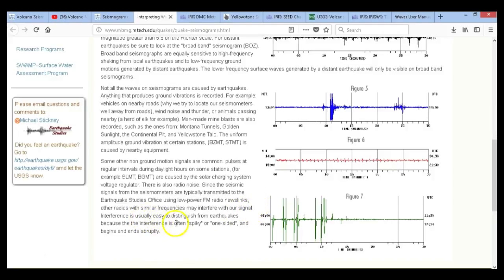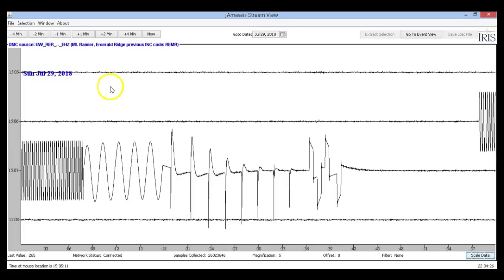Interference is usually very easy to distinguish from earthquakes because the interference is spiky or one-sided and begins and ends abruptly. So it actually is pretty simple to read a seismograph, guys. Now, reading waveforms and discovering their origin is a little trickier. I don't really use the online seismographs too much anymore except for a quick overview to see if there's an event. I do most of my research into daily seismic events at Yellowstone using the 3 seismology tools I will talk about in part 2. Real quick, here's RER from Mount Rainier.